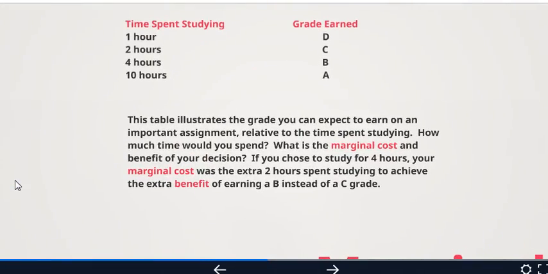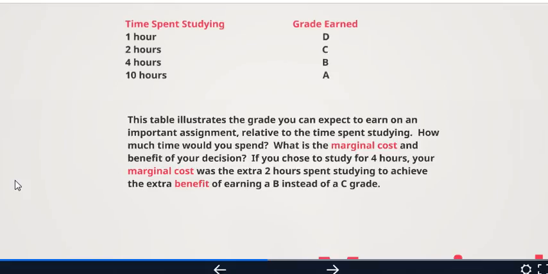How about this one? Okay, time spent studying for a particular class or time spent writing a paper and the grade earned. This table illustrates the grade you can expect to earn on an important assignment relative to the time spent studying. How much time would you spend? What is the marginal cost and the benefit of your decision?